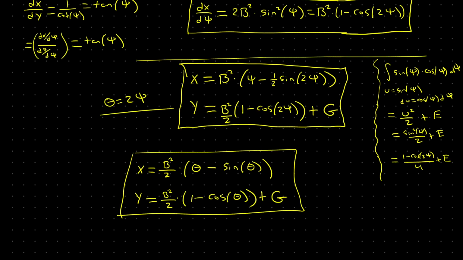And oops, I just realized that I need another arbitrary constant of integration here. I'll call that f for the x integral as well. This is the most general solution, which is just a shifted cycloid, shifted to the point f at x0 and g at y0.